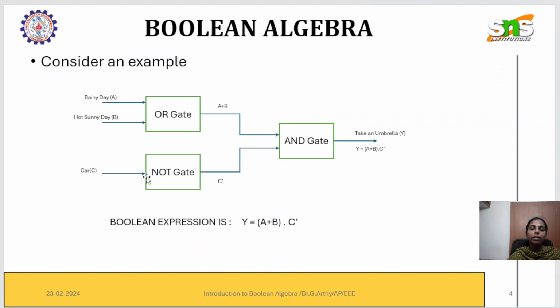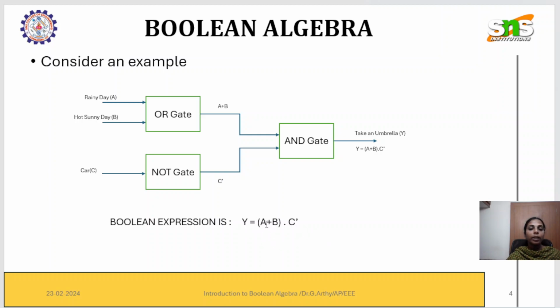And here I have connected another gate. For these conditions, I need not take an umbrella if I am traveling by a car, right? If it is a rainy day and if I am traveling by a car, I do not need an umbrella. Similarly, if it is a sunny day and if I am traveling by car, then it is not necessary that I have to take an umbrella, right? So this is a practical real-time example, and from this example we have framed an expression.